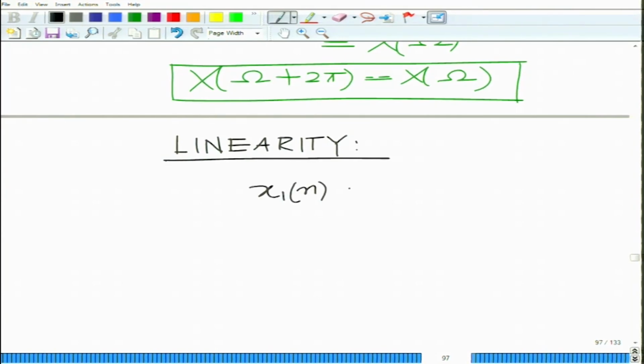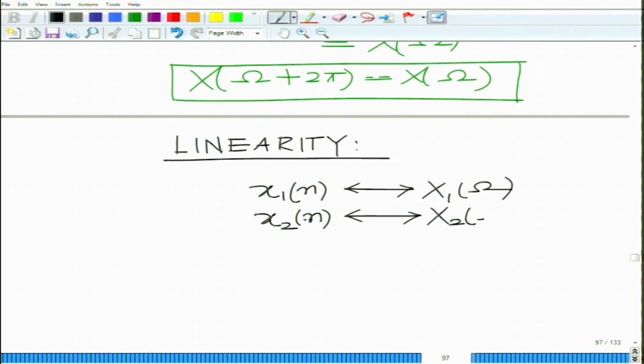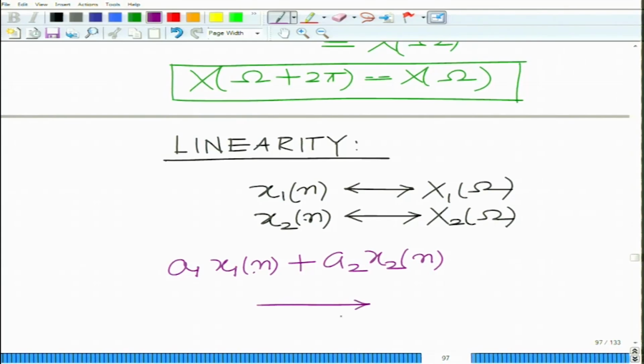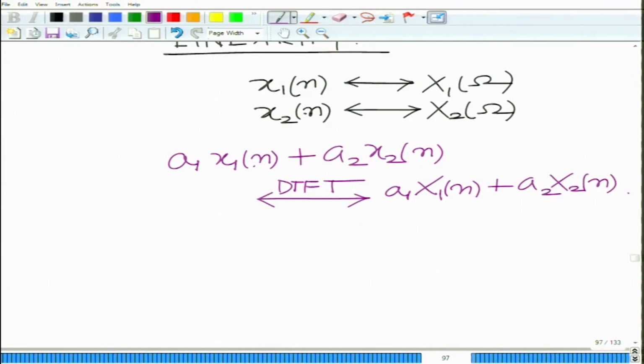That is, if x1[n] has DTFT X1(omega), and x2[n] has DTFT X2(omega), then a1 x1[n] plus a2 x2[n], where a1 and a2 are constants, has the DTFT, as you can expect, a1 X1(omega) plus a2 X2(omega). So, a linear combination of the signals has the DTFT that is the corresponding linear combination of the DTFTs of the individual signals.